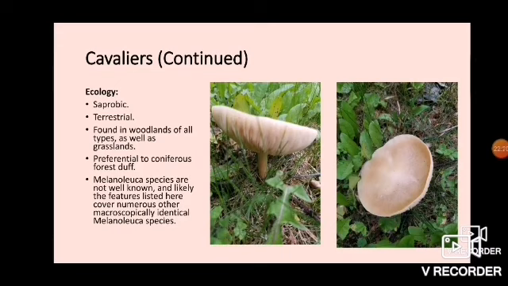These are saprobic, they are terrestrial, and they are found in woodlands of all types as well as grasslands. Once again, I find these in grasslands that are near the woodlands. That is where they'll be the most common. These are preferential to areas with coniferous forest duff present. So these are not the most well-known species in terms of what actually occurs here. So likely, like I mentioned at the beginning, we're looking at a whole range of species.